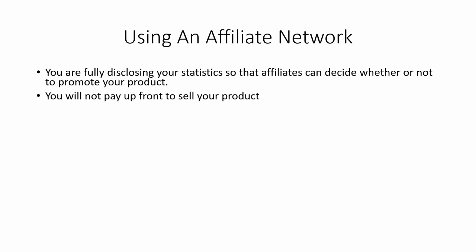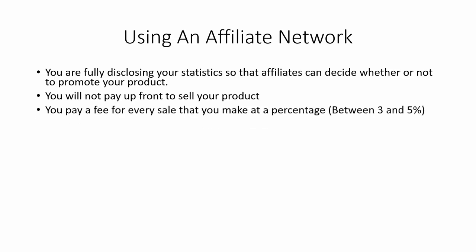The thing about using an affiliate network like JVZoo or Warrior Plus is that you are not going to pay up front to sell your product. If you decide to use ClickBank, you are going to have to pay a fee up front. There are some ways around that, but you're always going to have to pay at least that initial fee. I think it used to be $50, not sure what it is today. You're going to pay that up front to sell your product. You do not have to do that on affiliate networks like JVZoo or Warrior Plus.